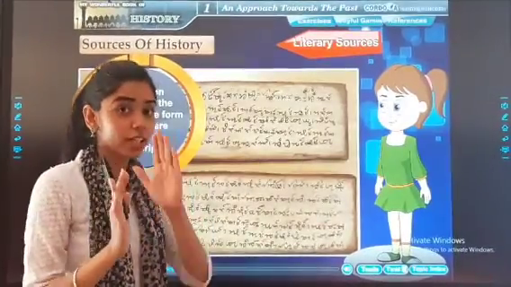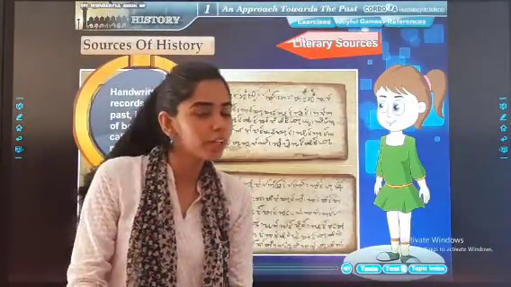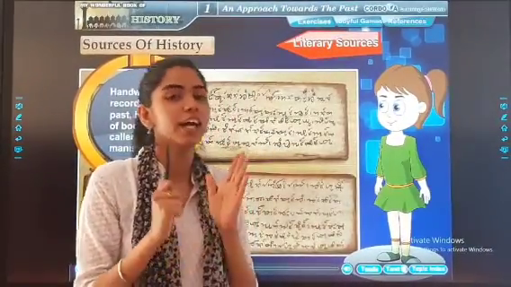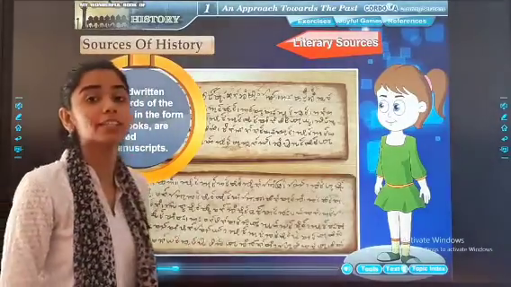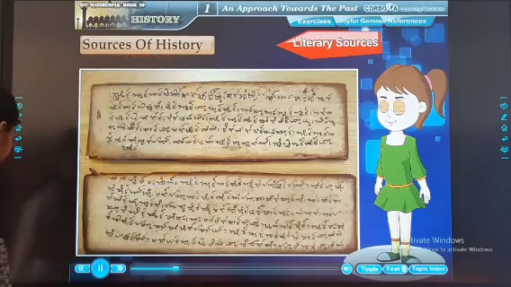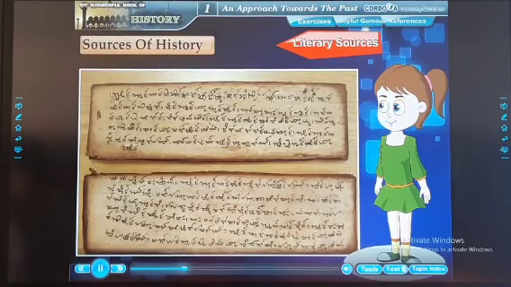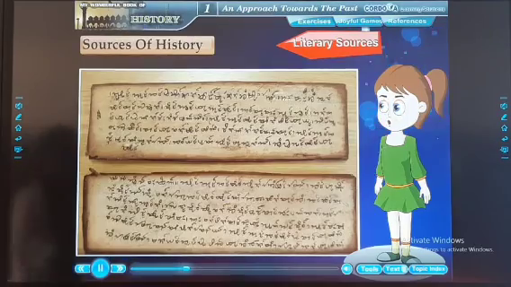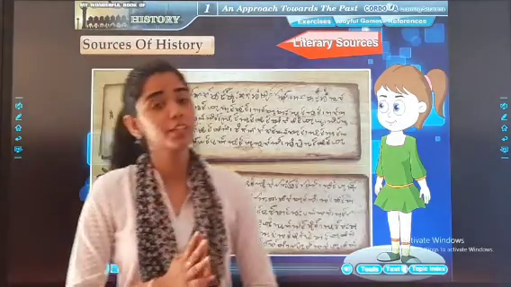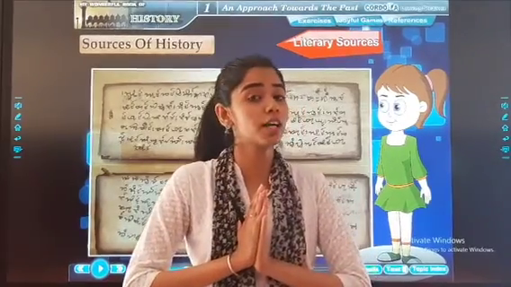What are they called? They are called manuscripts. Okay, children, don't get confused. There are inscriptions, there was bhojpatra, that only means the dried bark of a tree, and there is a manuscript, that is the handwritten record of the past. These accounts of contemporary events help us in knowing our past and provide us information about customs, religious beliefs, and cultures of people. Definitely, it provides us information about the culture of our country.